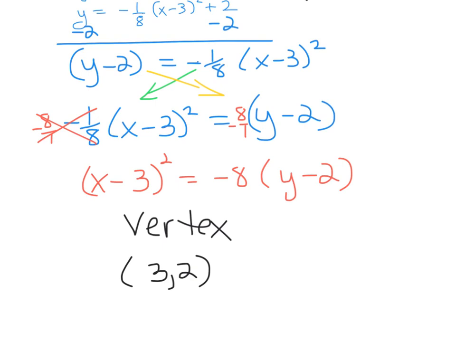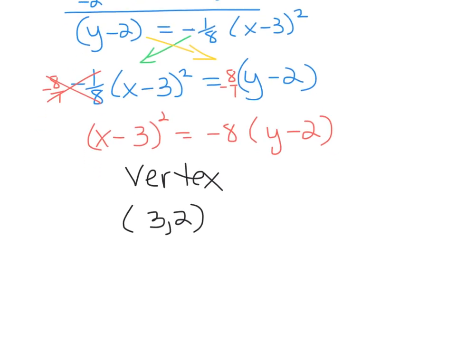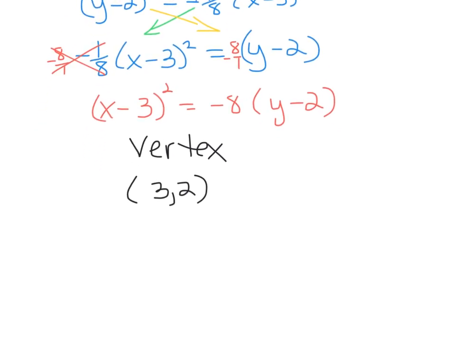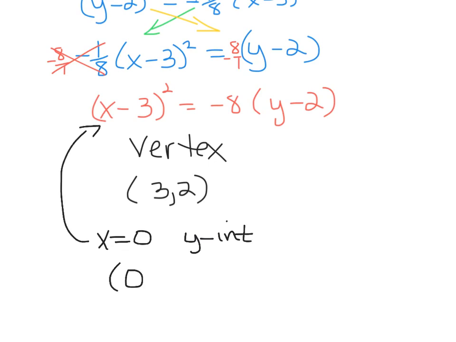It doesn't matter what you plug in. Usually finding either the x or the y intercept is the easiest. Because my graph is upside down because of the -8, I'm going to go ahead and find the y-intercept. So I'm going to set x equal to 0 to get my y-intercept. So 0, I'm plugging it in here. 0 minus 3.